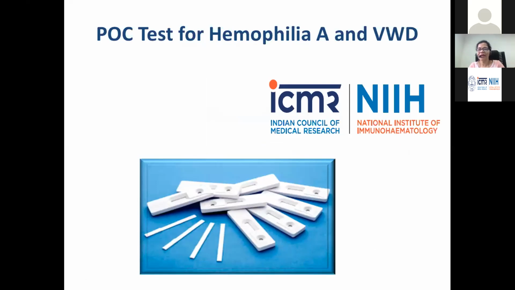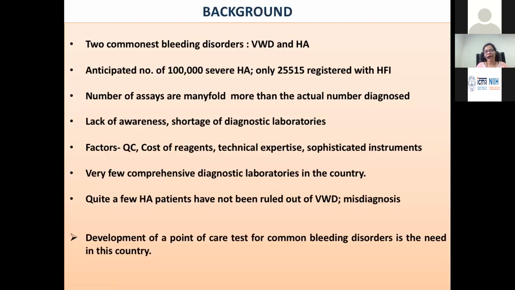Now let me come to the most important thing, what we have developed at NIIH, that is for hemophilia A and von Willebrand disease. Why did we take VWD and HA? Because these are the two commonest ones, as everybody knows. And when I say 100,000, it may not be restricted to 100,000. The number of assays we do are many-fold more than the actual number of patients diagnosed. There is a lack of awareness and a shortage of diagnostic labs.